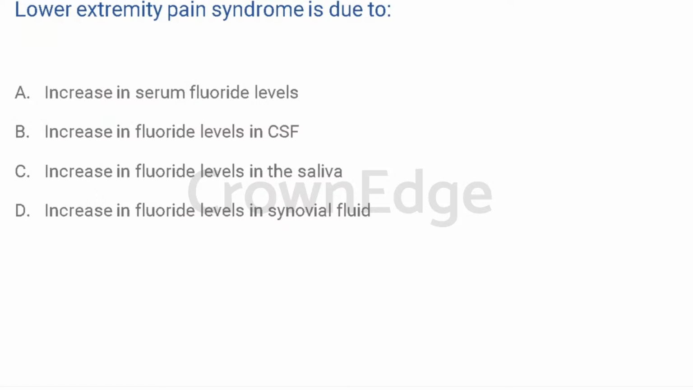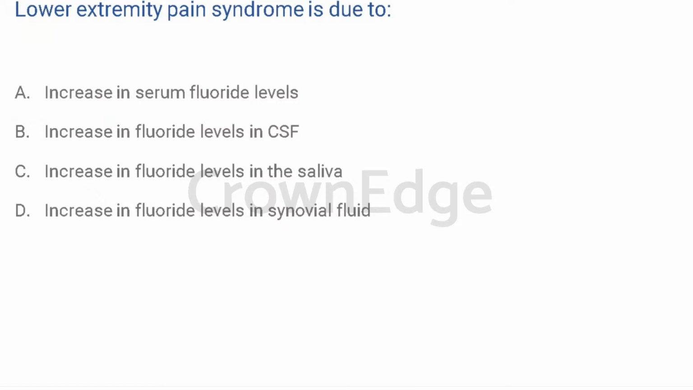Now, this is another interesting question that I came across. All right, lower extremity pain syndrome. The syndrome known as lower extremity pain syndrome is due to A, increase in serum fluoride levels, increase in fluoride levels in the CSF, increase in fluoride levels in the saliva, and increase in fluoride levels in the synovial fluid. Now, the correct answer is option A.